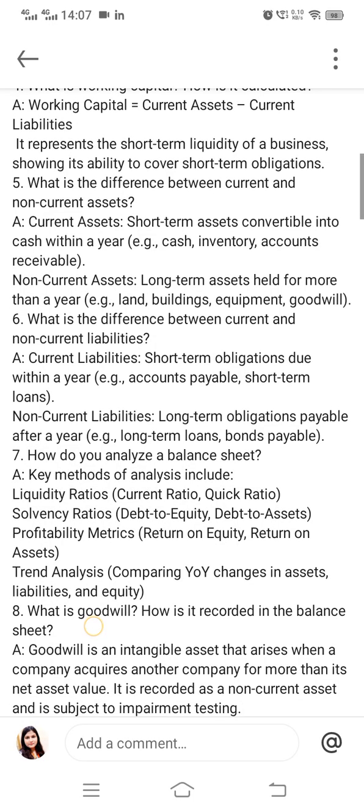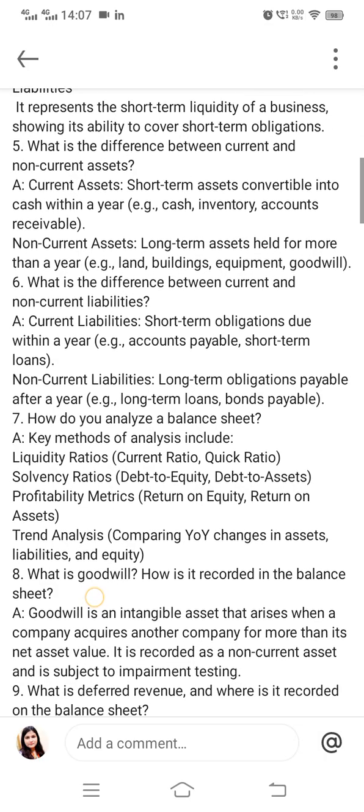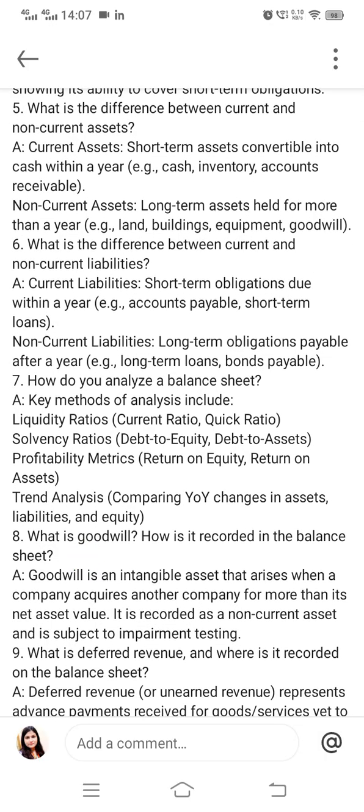Now we have fifth question. What is the difference between current and non-current assets? So basically, current assets are short-term assets which are convertible within 12 months, within a year, and they often include cash, inventory, accounts receivable, that is our debtors.